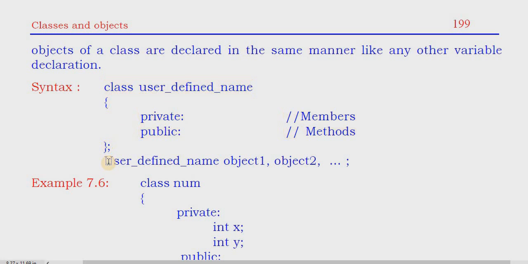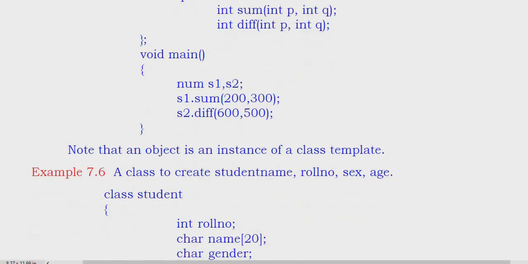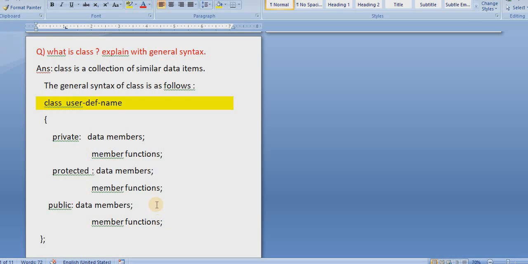Then this is the syntax for creating objects. So objects कैसे create करते हो? So to create object we have to use class name. Okay, class name is user defined name. So user defined name बोलकर यहाँ use करके we can create objects. Like एक ही लाइन में multiple objects create कर सकते हो, like object 1, object 2, object 3, like this. Okay, so I will show here.